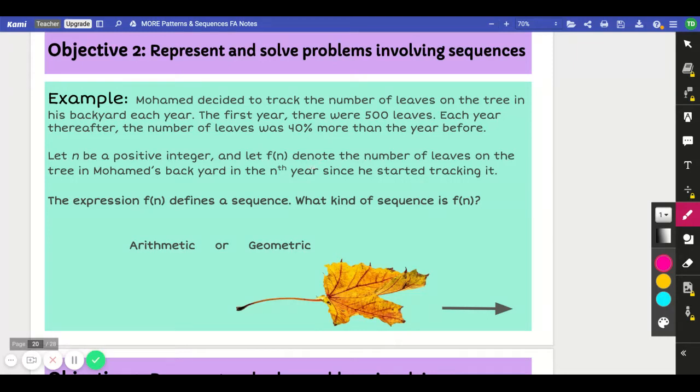Okay, this is part 3 of More Patterns and Sequence Notes, and we're going to start or end on looking at Objective 2, which is represent and solve problems involving sequences.